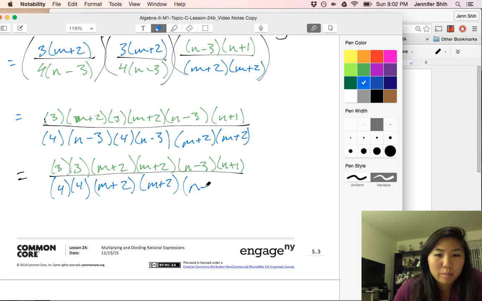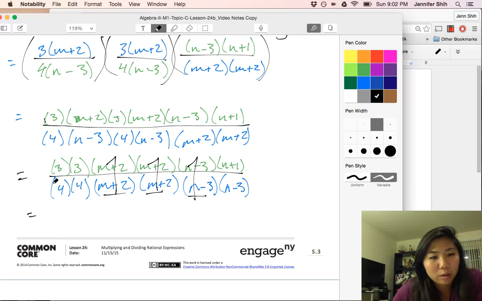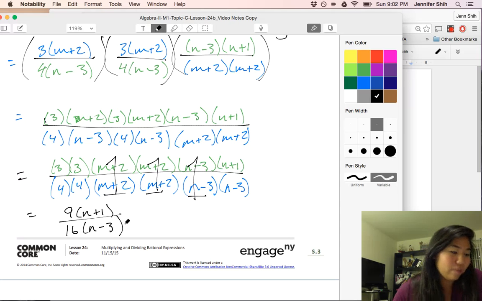And then I have an n minus 3 that I can line up right underneath the numerator, and an n minus 3 again. So with this, I can't cancel this out, but I can cancel out these factors, and these factors, and I can be left with 3 and 3 is 9, n plus 1, and 4 and 4 is 16. And I have n minus 3 left over. Let's see, all the n's are lined up.